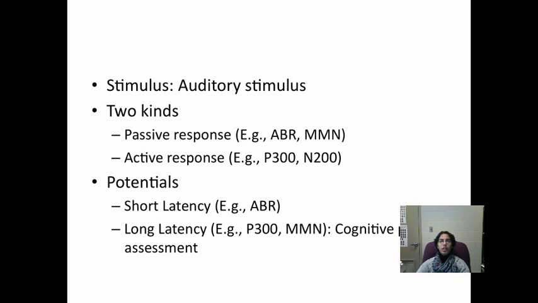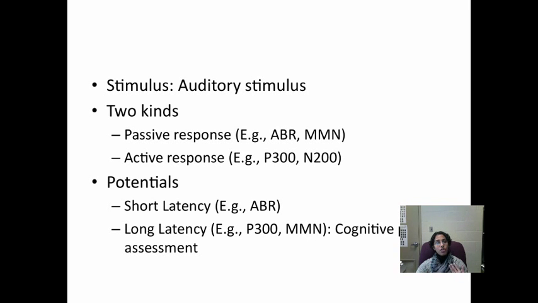So for example, you will hear click, click, click, click, click, click. Or it will go pa pa pa pa pa pa pa pa. And whenever you hear that odd stimulus, which is the b or the click that I gave you as an example, you have to hit a button, meaning you heard the difference. Okay.